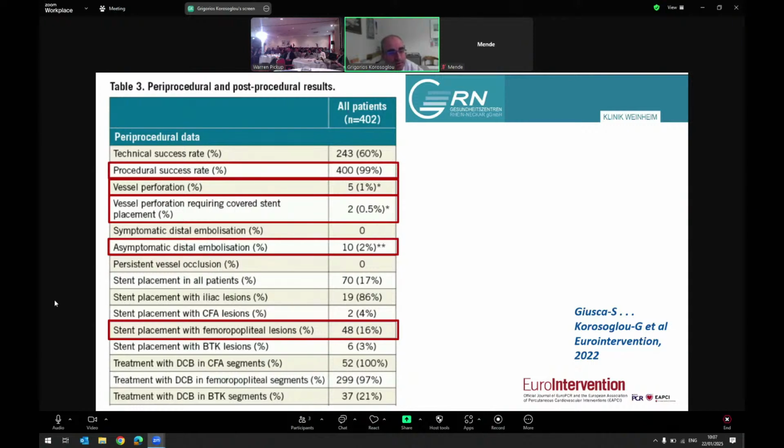Procedural success rate 99%. And it's very important to mention that the complication rates were quite low. Vessel perforation 1% of the cases, and in 2 of the cases we had to cover the perforated segments with covered stents, and we had 2% of distal embolization. Another thing that's important to mention, that despite the fact that the lesions were strongly calcified, we had a stent rate of 16% with femoral-popliteal lesions.